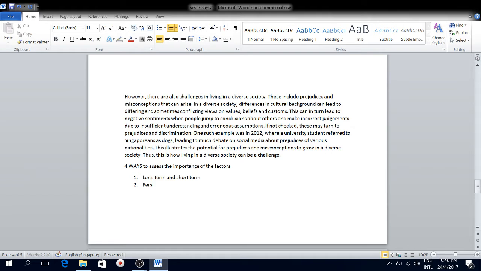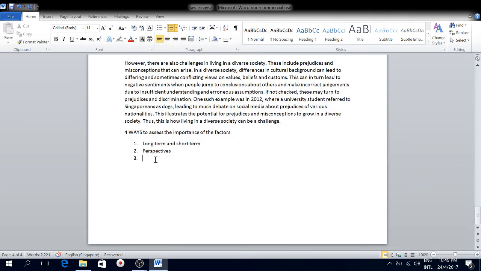Second way, looking at perspectives. Depending on who you are, where you're coming from, who you're looking at, that determines your perspective, that determines which of the factors is more important. The third way, sphere of influence. One factor may affect only a certain group of people, while another factor affects a larger portion of society. So then that factor will be the one that is more important. And lastly, root cause, which is the one that started it all. Without this, the other factor wouldn't happen. So look out for which is the root cause.